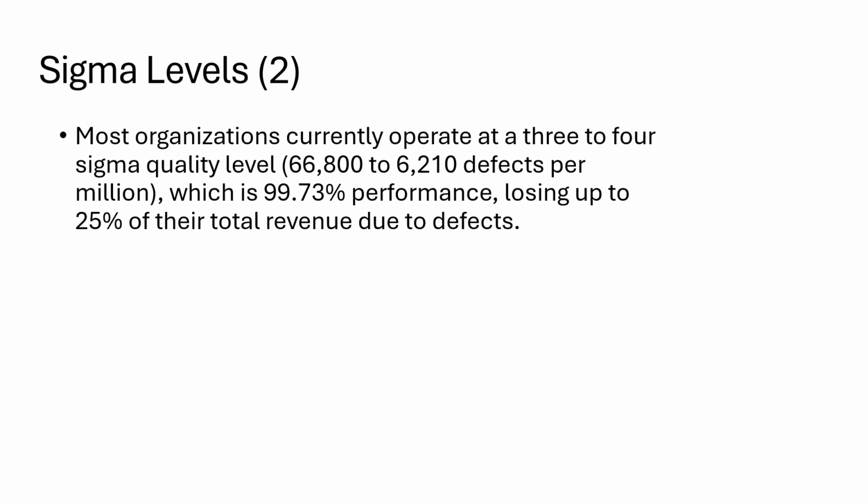Sigma levels continued. Most organizations currently operate at a 3 to 4 Sigma quality level, 66,800 to 6,210 defects per million, which is 99.73% performance, losing up to 25% of their total revenue due to defects.